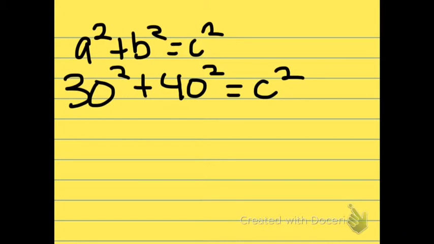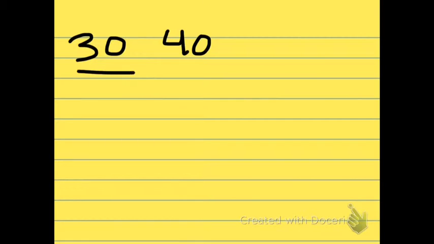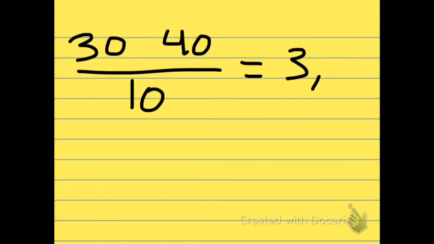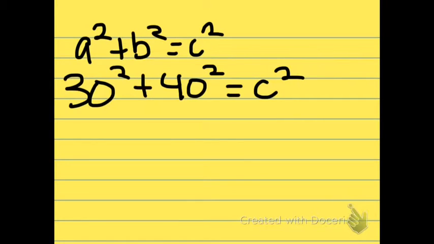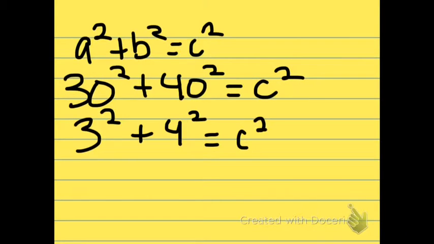However, you can simplify the lengths of 30 and 40 feet to make them easier numbers to work with. So 30 and 40 can both be divisible by 10. So then that means that they become 3 and 4. Aren't those simpler numbers? So let's go back. So now we can simplify to 3 squared plus 4 squared equals c squared.